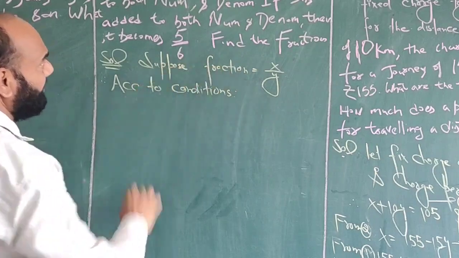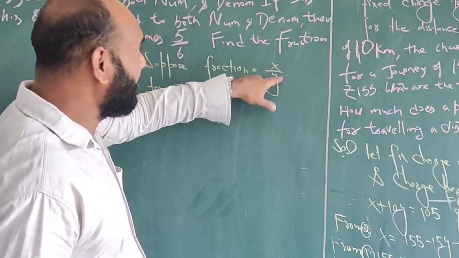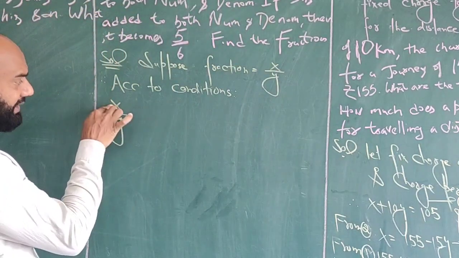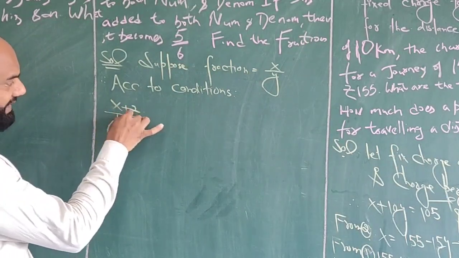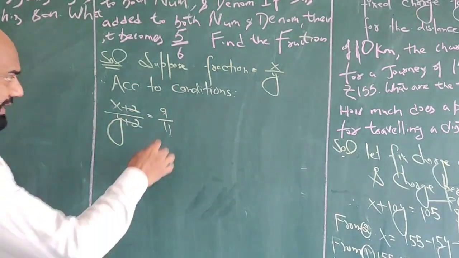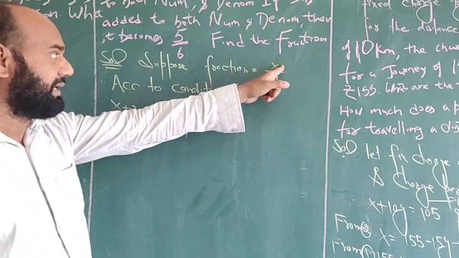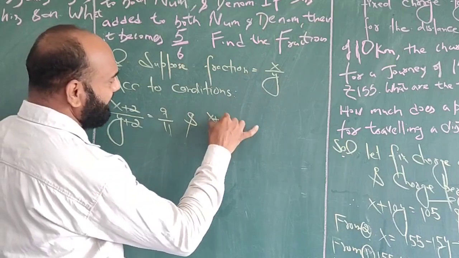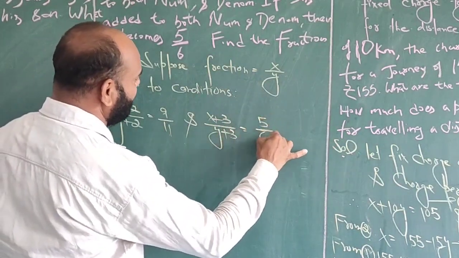The first condition is when we add 2 to its numerator as well as denominator, then it becomes 9/11. Means x plus 2 upon y plus 2 is equal to 9/11. And according to the second condition, when 3 is added to its numerator as well as denominator, then it becomes 5/6. Means x plus 3 upon y plus 3 is equal to 5/6.